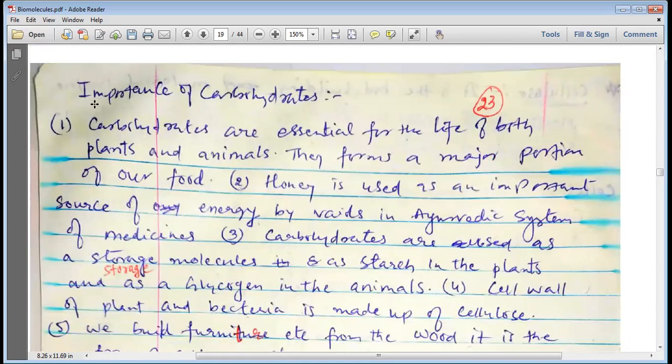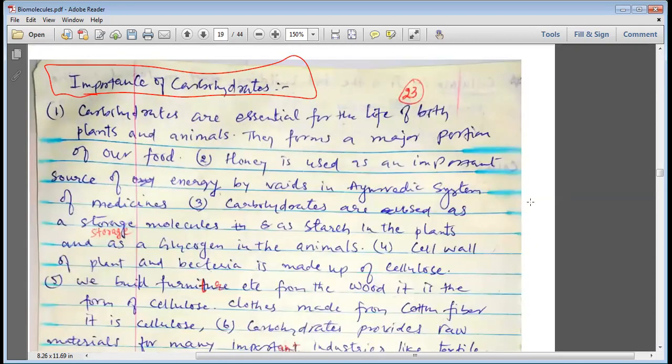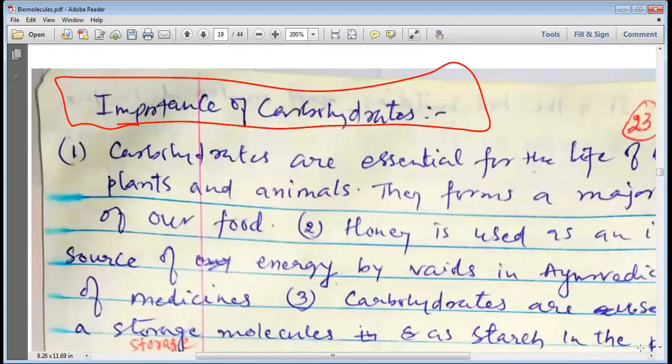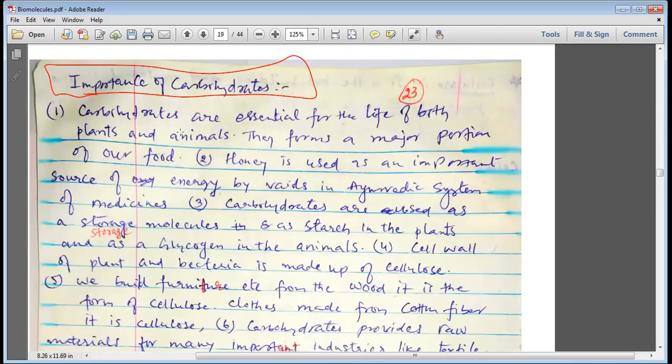Now, importance of the carbohydrates. So, what are the important points about carbohydrates that we need to study in this part of the chapter? Let us study the various important applications or various important points about carbohydrates, my dear students. Carbohydrates are essential for the life of both plants and animals. They form a major portion of our food. So carbohydrates are the major portion of our food and very essential for our life.